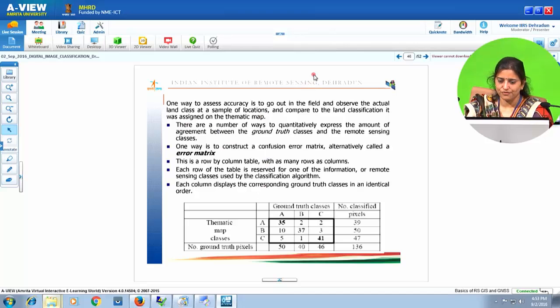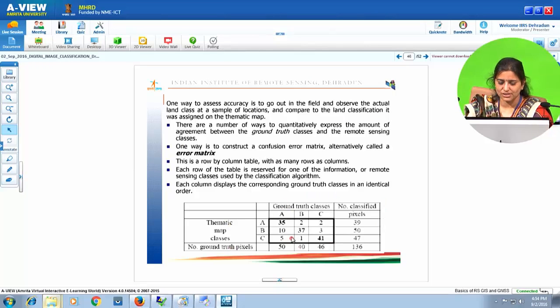So one way to assess the accuracy is to go out in the field and observe the actual land class at a sample of locations and compare it to the land classification it was assigned on the thematic map. So what we can do is select some sample points on the classified image, go to the ground and check what is the class in the classified image and what is the actual class on the ground.